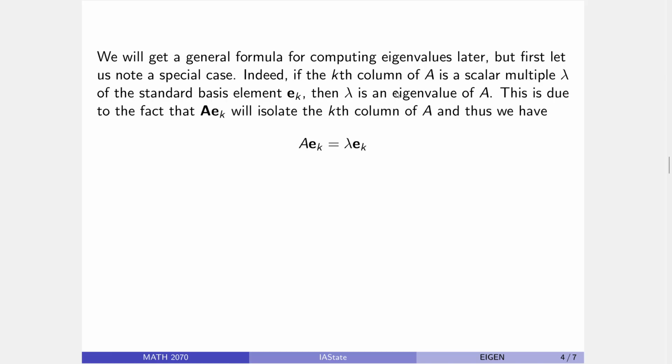The reasoning for this is that multiplying by the standard basis element, and we've pointed this out, will isolate your kth column. So if your kth column is already a scalar multiple of that, then multiplying this vector by that matrix gave me a scalar multiple of the same vector. So lambda, indeed, is an eigenvalue. The standard basis elements are non-zero.